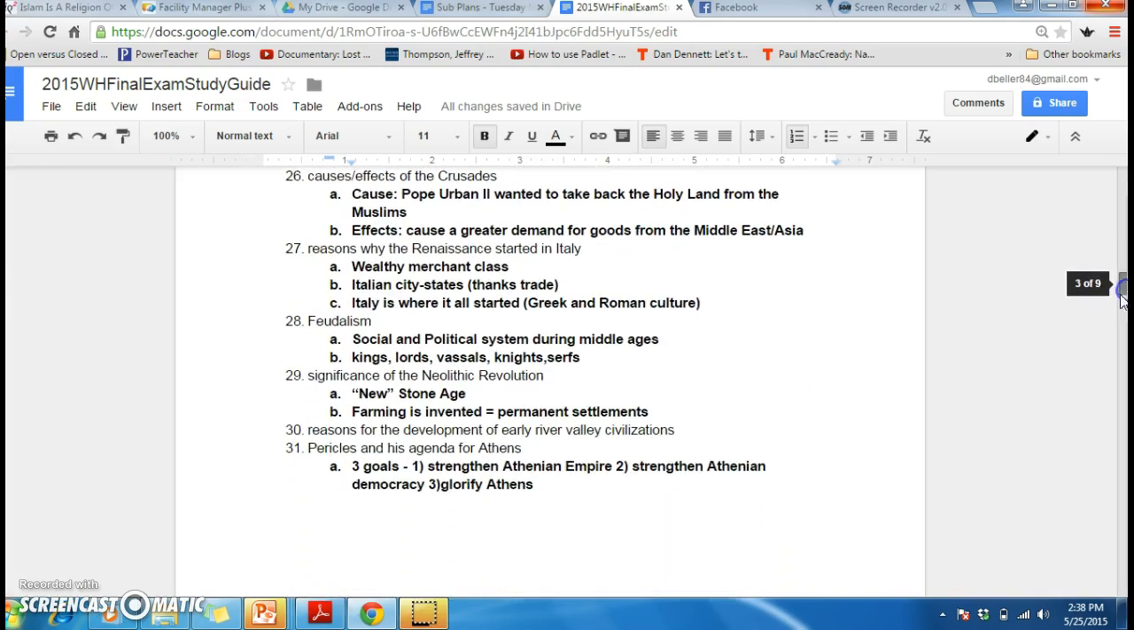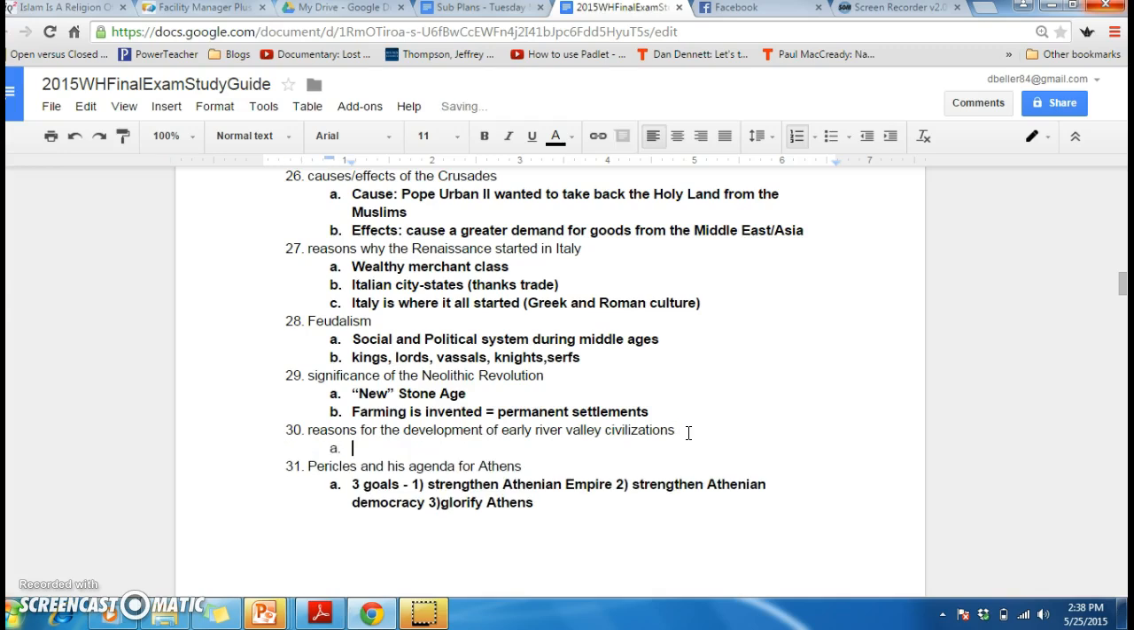What else do we have? Alright, last one. Reasons for the development of early river valley civilizations. Mesopotamia with the Tigris and the Euphrates. Egypt with the Nile. Indus with the Indus River. China with the Yellow River. Why do we see this? These civilizations starting off near those rivers. You have a water source, which equals fertile soil, which equals farming.